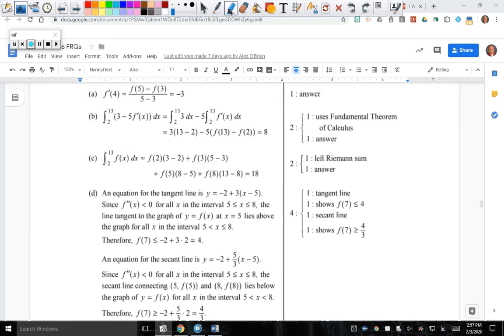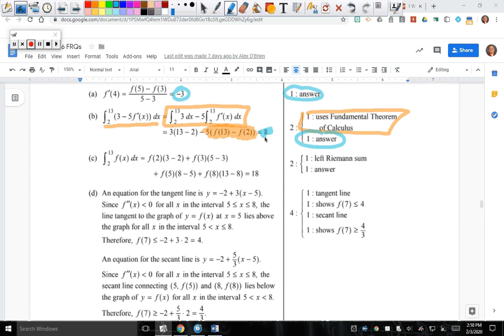One was just 1 point for the answer. When you use the fundamental theorem, which is this piece right here, which is congruent to my original one, and I do my f of b, or this one is the integral, but when I do my position, this is primarily talking about this part right here. That would be 1 point. And then the 1 for the answer of 8.